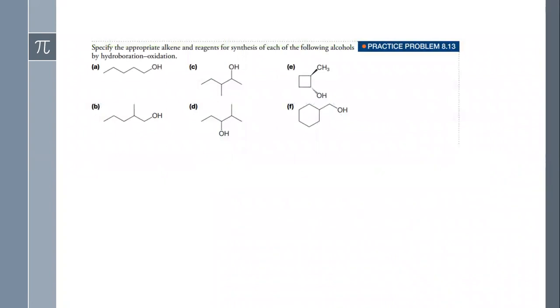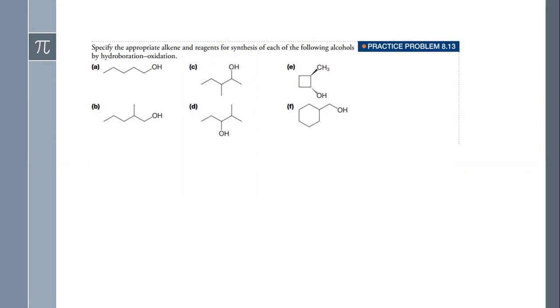Let's see. Specify the appropriate alkene and reagents for synthesis of each of the following alcohols. You have here 1, 2, 3, 4, 5 carbons. You have a primary alcohol here, and this is like just a hydration. You can choose your alkene. So this is your alkene.